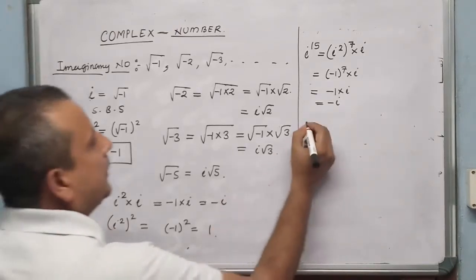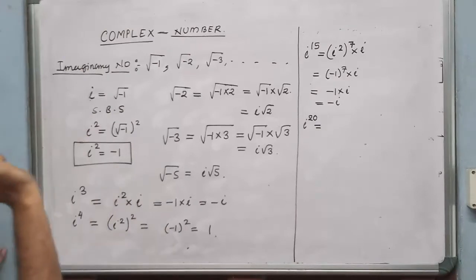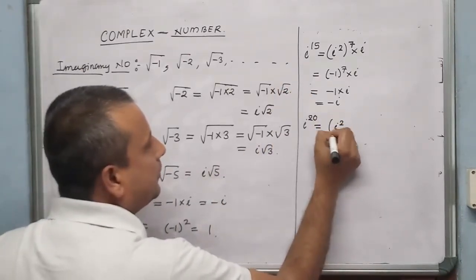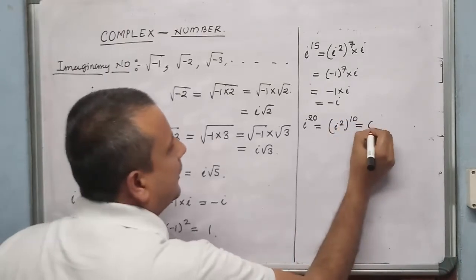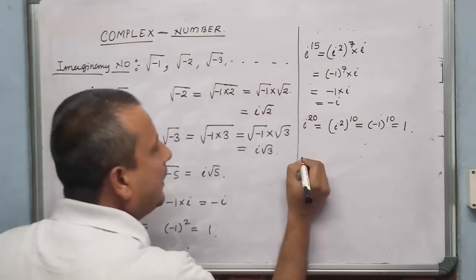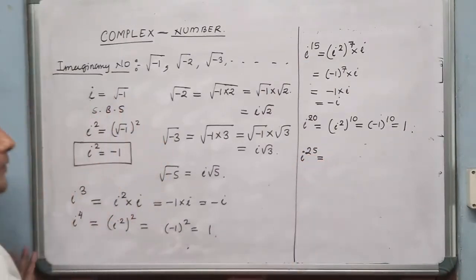Similarly, I'll do I to the power 20. Definitely our answer is 1 because the index is even. Now say I square to the power 10: minus 1 to the power 10 is 1. But I to the power 25 is odd, so definitely we'll get minus I.